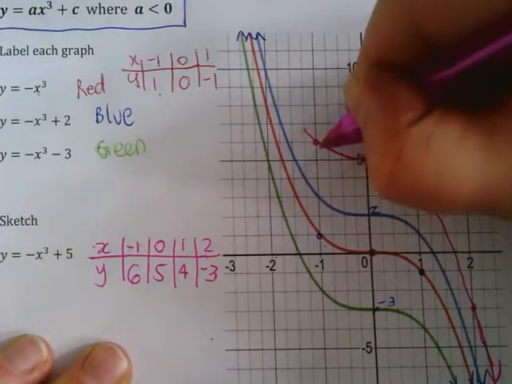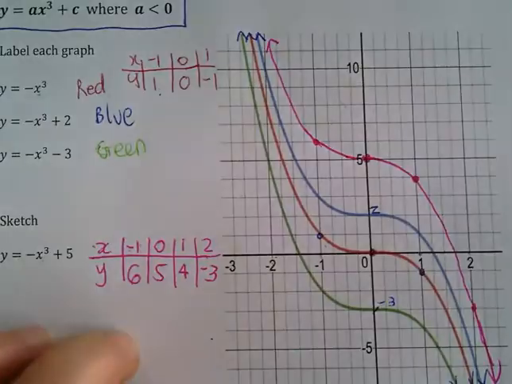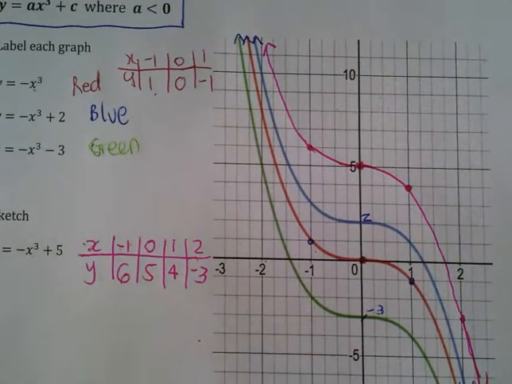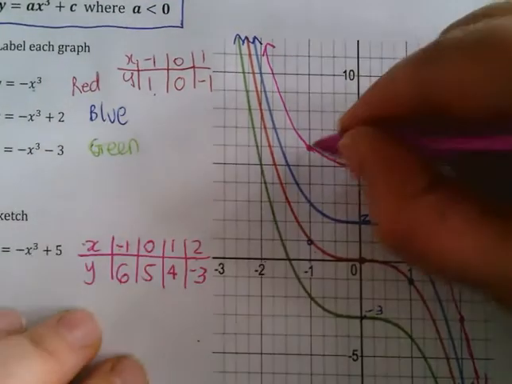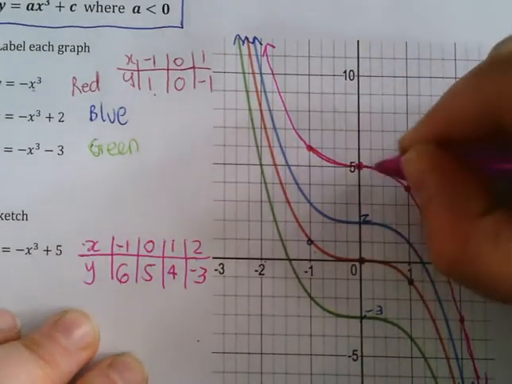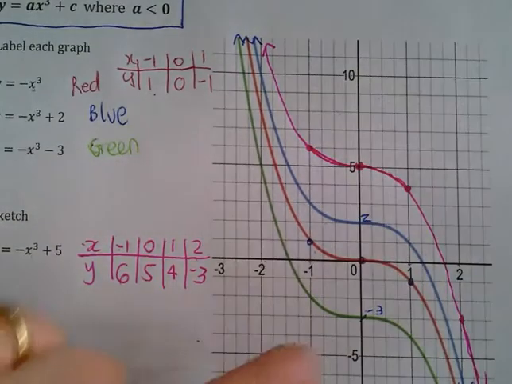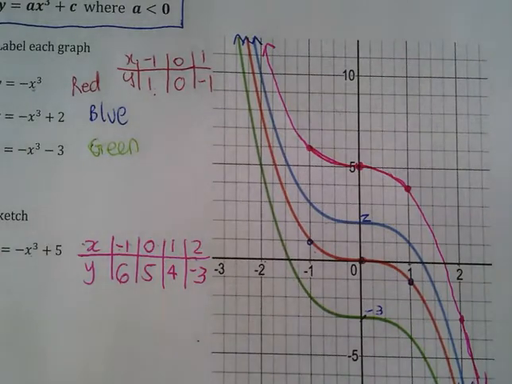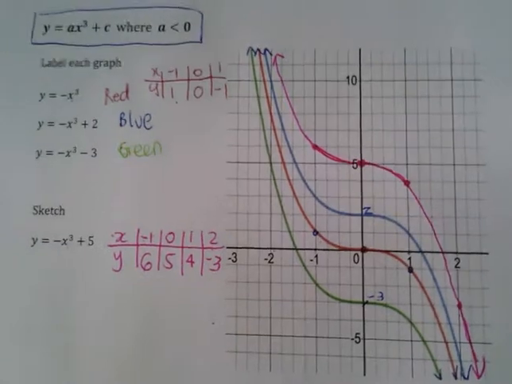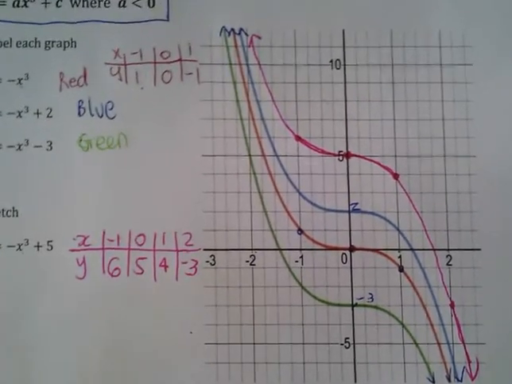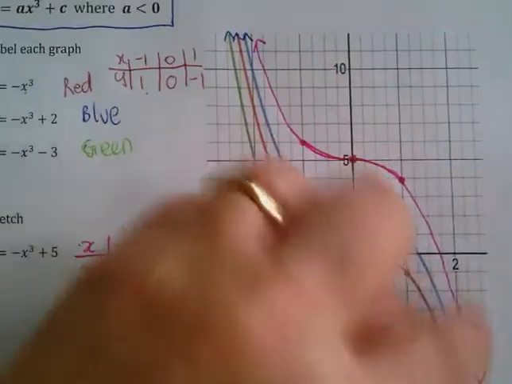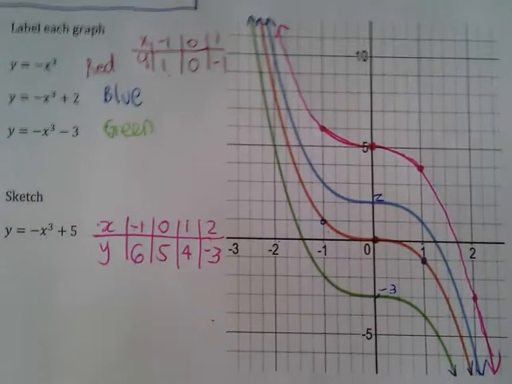And this will go up. So the pink one is y equals negative x cubed plus 5. I know it should be a bit flatter like the others. Okay, same shape as the others, just shifted upwards. Plus 5. It's really important to put the arrows on the ends because these lines continue. They don't just start there and stop there. So you must put arrows on the ends. All right?